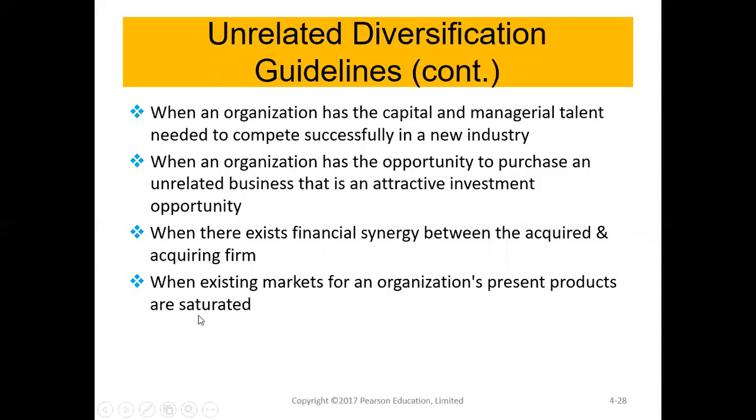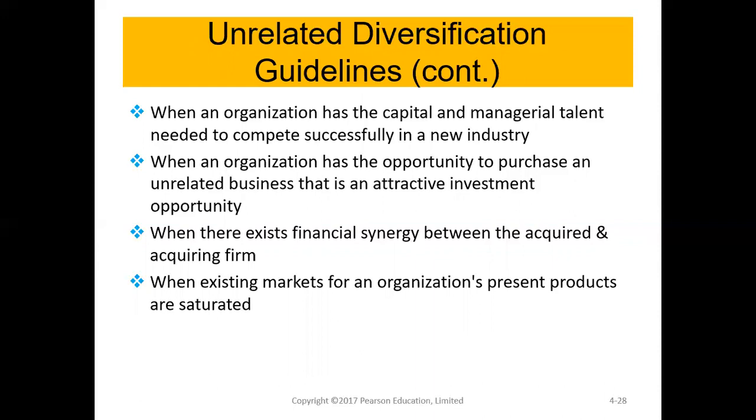When existing markets for an organization's present products are saturated, look carefully at this guideline. You remember in the other strategies we said that the markets are not saturated, one of the guidelines, so there's a chance for you to grow. Here, when we are talking about unrelated diversification, we say that existing markets for your present products are saturated. The markets for your M&M candies have been saturated so far. So you're looking to diversify, to enter new markets for unrelated products, because you cannot increase with your current market for M&Ms. The market for your present product has reached its point, so there is no room to add more. So why don't I diversify so I can gain more profits? That's a key guideline when you are applying unrelated diversification.